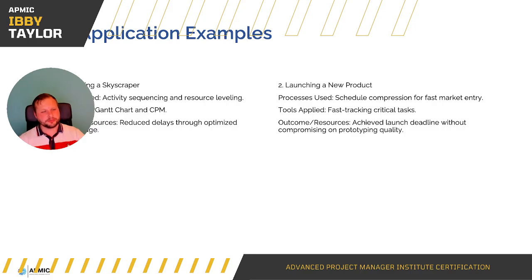So constructing a skyscraper: the process used activity sequencing and resource leveling using Gantt chart and CPM, reducing delays through optimized resource usage. There's going to be a lot of sequencing when you're constructing a skyscraper, naturally, because there's going to be a lot of dependencies in there.